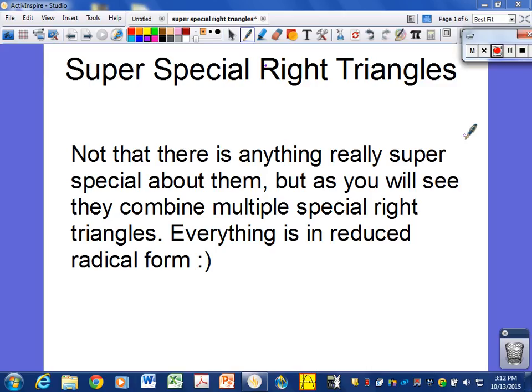Hey, welcome back. This video is about some super special right triangles. And not that they're special, or super special, rather, they're just special right triangles, and they're all just stuck together. As you will see here in a second, they are amazing. You just need to remember the relationships between the sides and how to do some radical algebra. So let's jump right into it here.